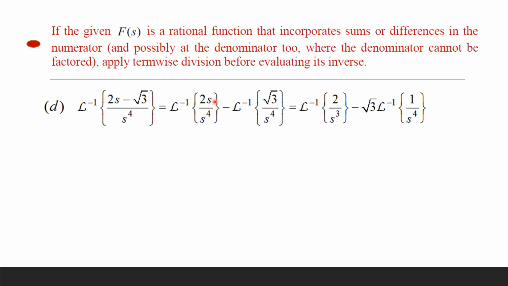But 2s over s to the 4th is the same as 2 over s cubed. And for the second term, square root of 3 is the same as square root of 3 multiplied by 1. So we can take out the square root of 3, leave 1 inside. So now we have two inverse problems to compute. It seems that formula number 3 can be applied to get the inverse of these two functions.